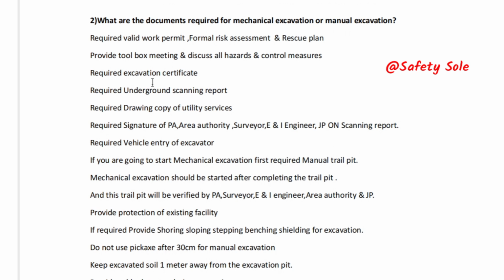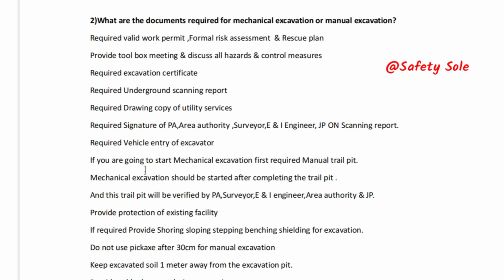Next, what are the documents required for mechanical excavation or manual excavation? Required: a valid work permit, formal risk assessment and rescue plan, toolbox meeting to discuss all hazards and control measures, excavation certificate, underground scanning report, drawing copy of utility services, signature of performing authority, area authority, surveyor and E&I engineer JP on the scanning report, and vehicle entry of excavator.